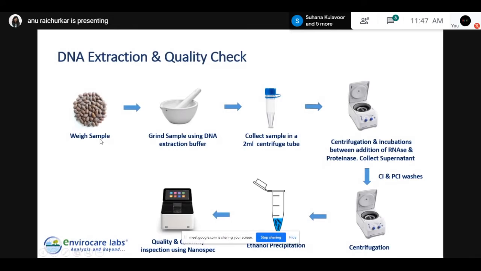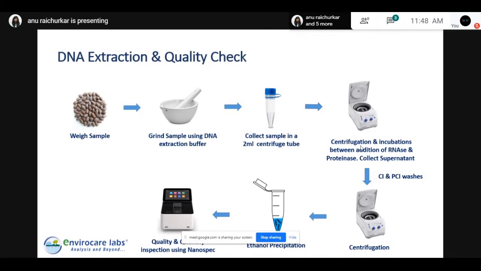A known quantity of the sample is weighed. Then it is subjected to lysis with the help of a mortar and pestle and a DNA extraction buffer. This buffer typically contains agents such as EDTA or SDS, which help in the lysis of the cells. Once the lysis is done, the solution is transferred into a centrifuge tube and centrifuged. This is a centrifugation machine wherein we can set the temperature and time.